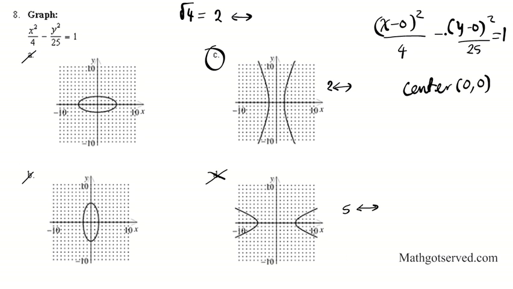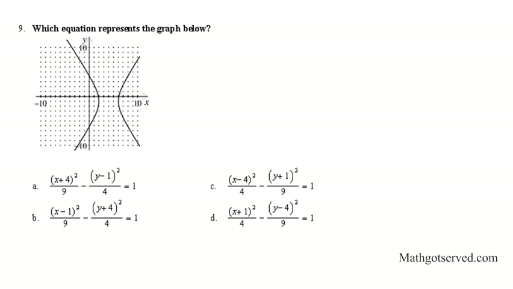All right, moving right along. Question 9. It says which represents the graph below. So we don't have to do too much work here. We can just find the center and the direction in the x. So the center is 1, 2, 3, 4, 4, comma, negative 1. And we're going to go 2 units side to side.